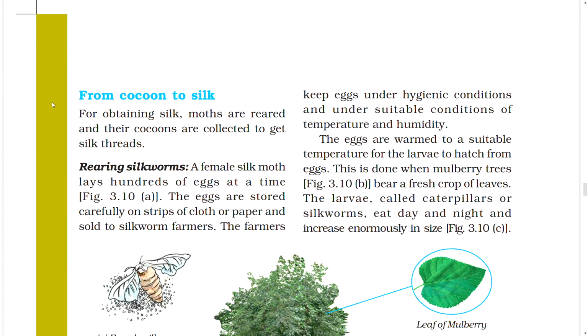keep eggs under hygienic conditions and under suitable conditions of temperature and humidity. The eggs are warmed to a suitable temperature for the larva to hatch from eggs. This is done when mulberry trees, figure B, bear a fresh crop of leaves. The larvae, called caterpillars or silkworms, eat day and night and increase enormously in size, figure C.